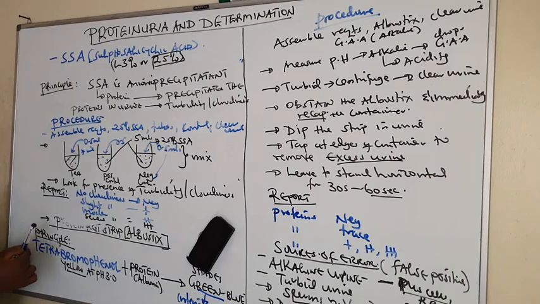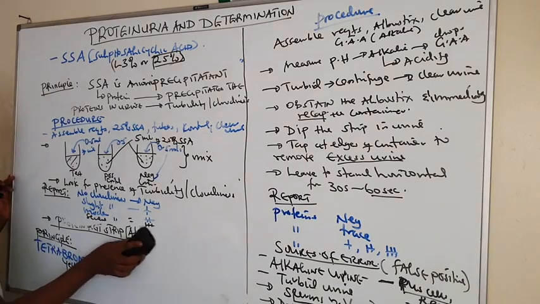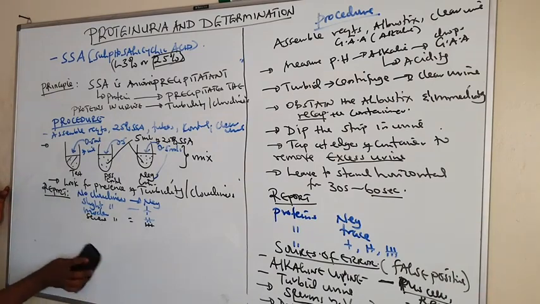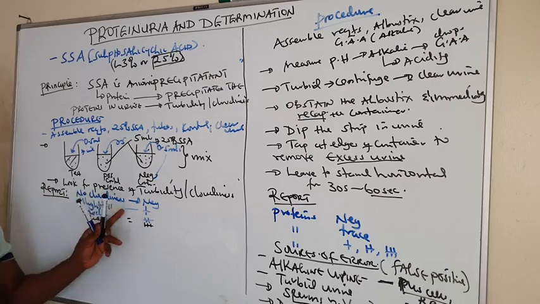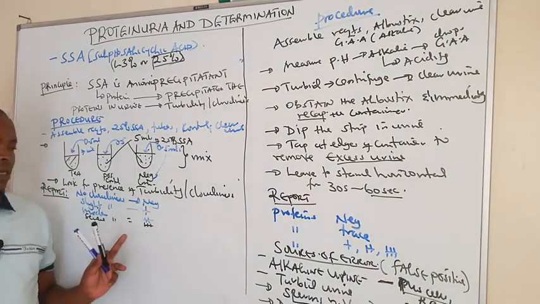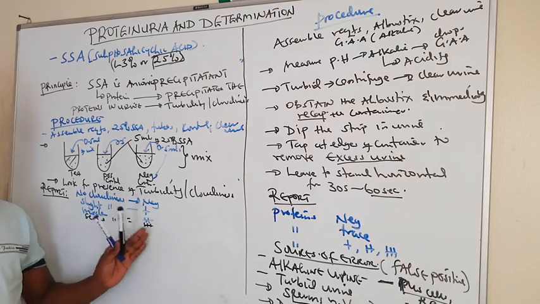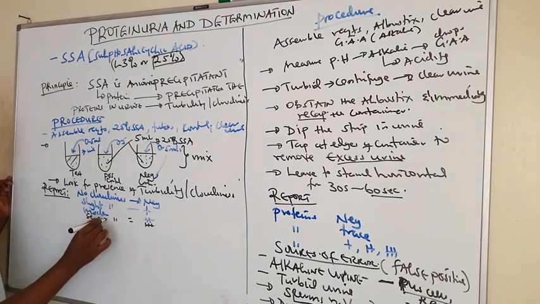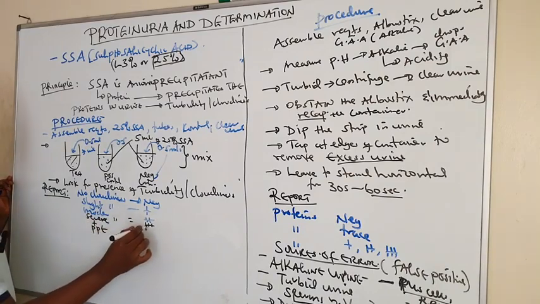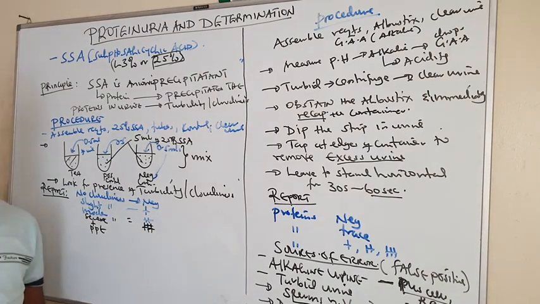So this is how we record the results after performing sulfosalicylic acid. If I see no cloudiness, there is no protein. Slight cloudiness is +1. Moderate cloudiness is +2. Severe cloudiness plus presence of a precipitate is a +3. So it is a semi-quantitative method.